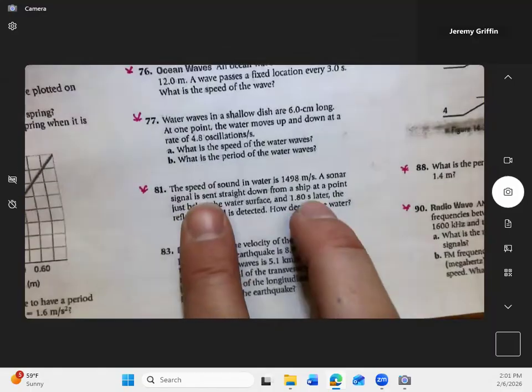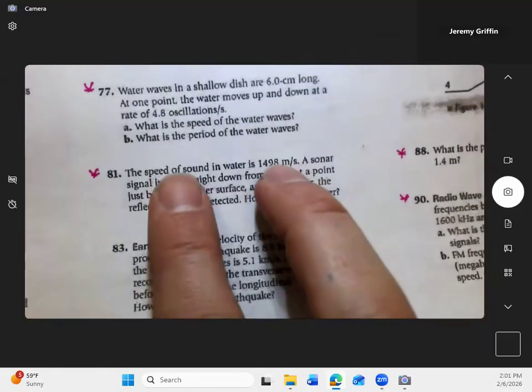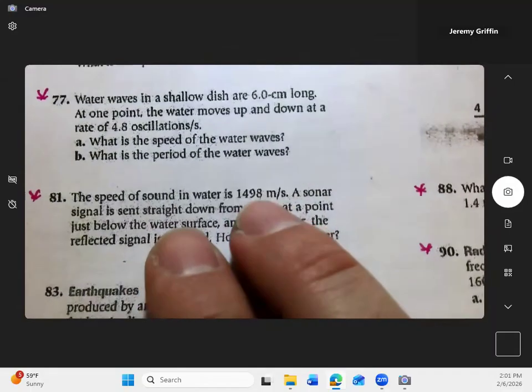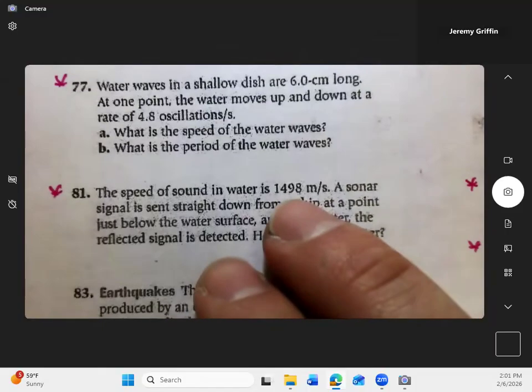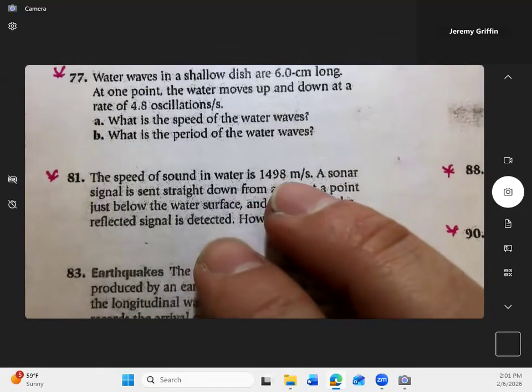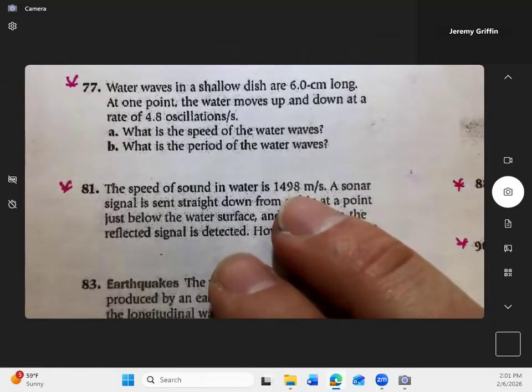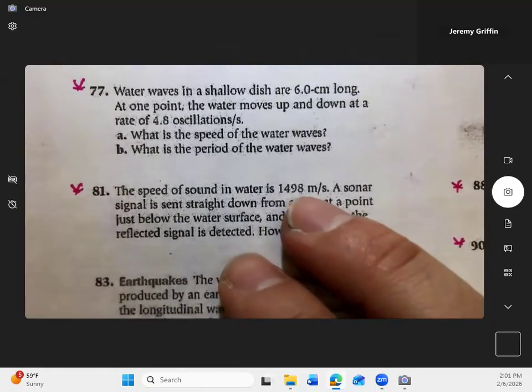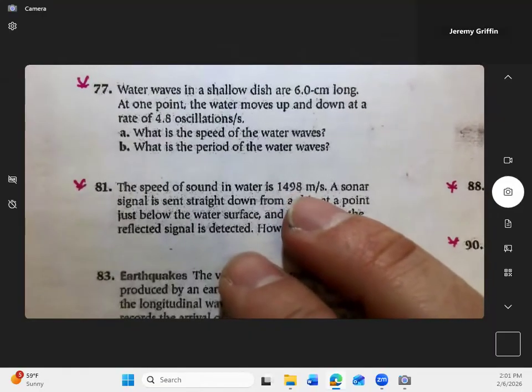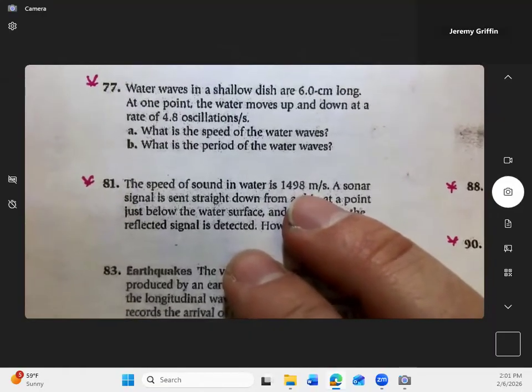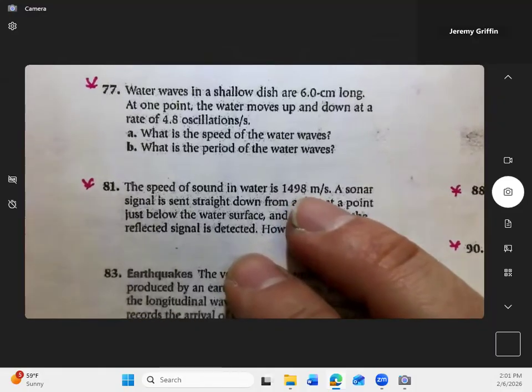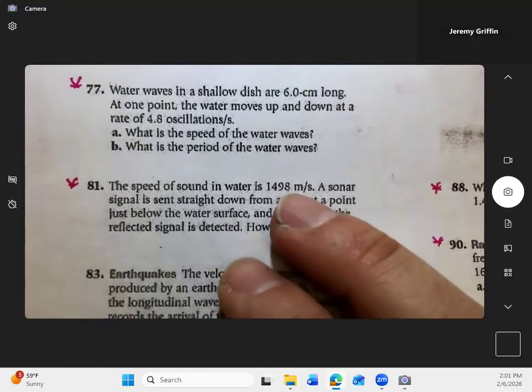Number 81. Speed of sound in water is 1498 meters per second. See if you guys remember a little bit of trivia from the last lab you did a few days ago. What's the speed of sound approximately in air? Around 342, 343, somewhere in the 340s.